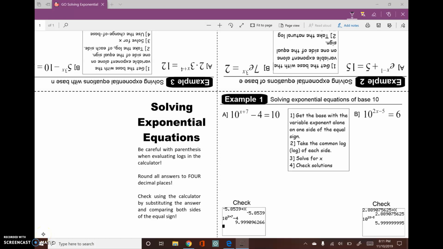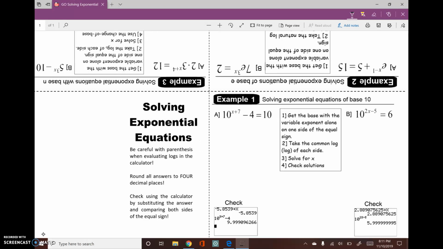Okay, for this note, we're going to be solving exponential equations. We're going to be rounding our answers to 4 decimal places, but that would be happening towards the end. Starting with example 1 is going to be pretty simple.